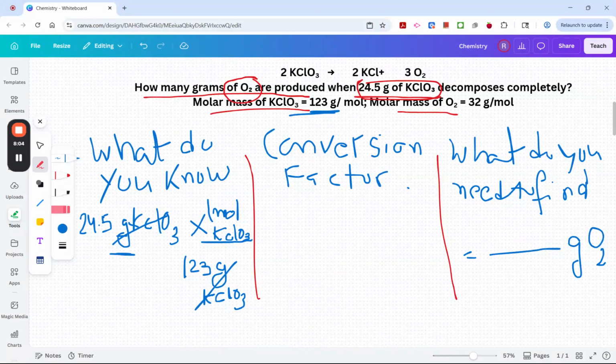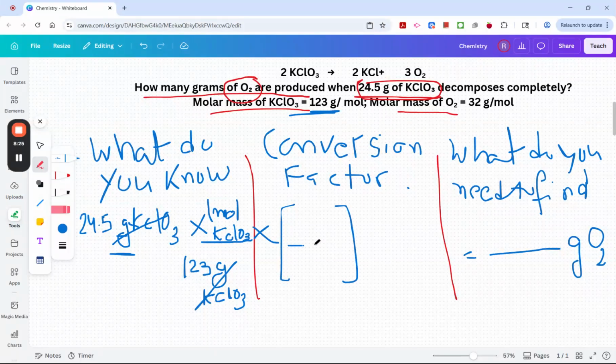In research, in the lab, whatever calculations we are doing are actually based on dimensional analysis, and this is one small fraction of your research lab calculation too. So now KClO3 is in terms of moles. Now we can get oxygen on stage by using the molar ratio.